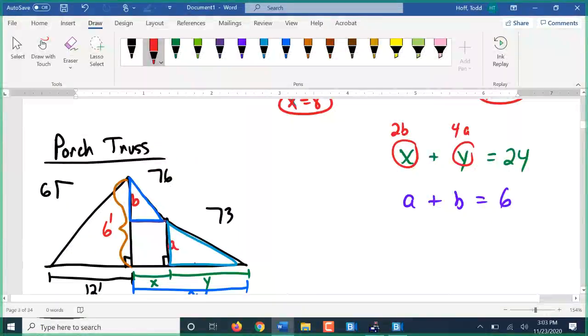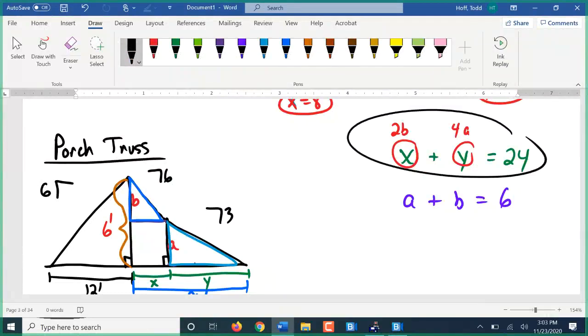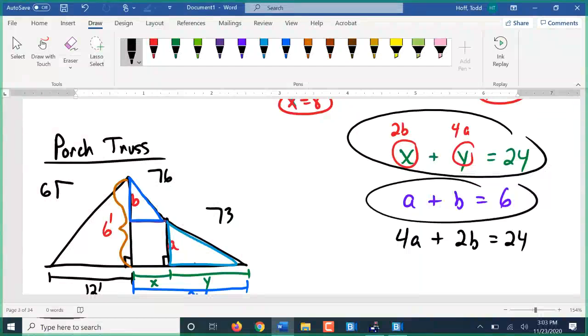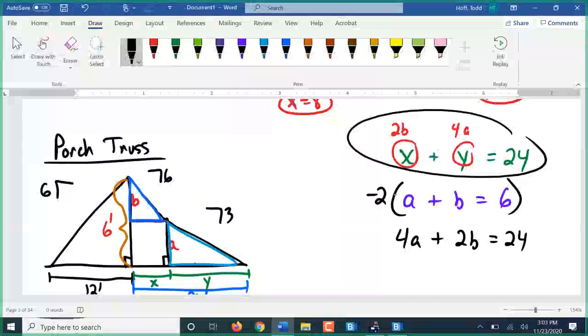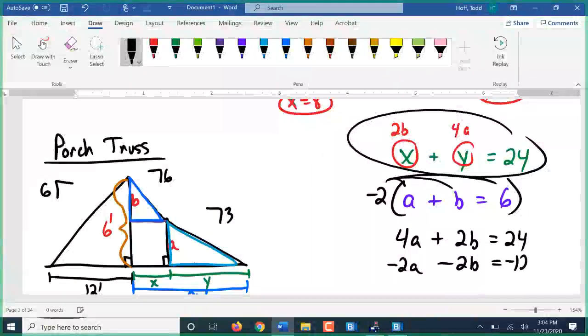So my system of equations now becomes, actually I'm going to change it around, we'll put the 4a first. 4a plus 2b equals 24. And this one, of course, still stays a plus b equals 6. But I'm going to multiply that equation by negative 2. So negative 2 times a is negative 2a. Negative 2 times b is negative 2b. You can see why I'm multiplying by negative 2 now, so that the b's will cancel out. And negative 2 times 6 is negative 12.